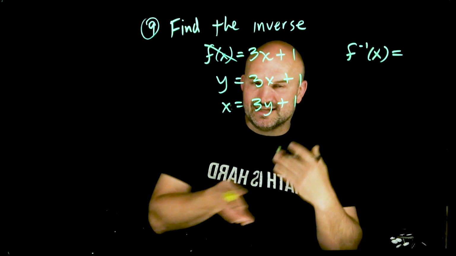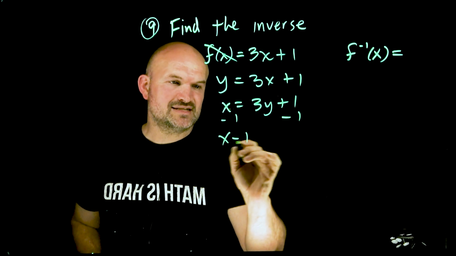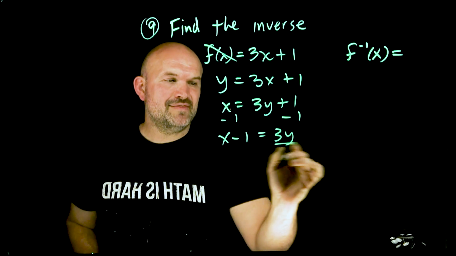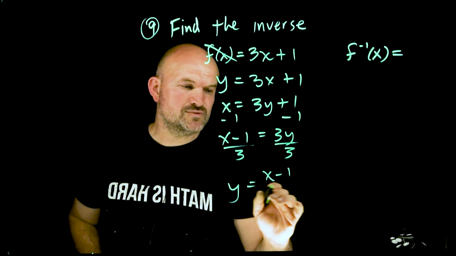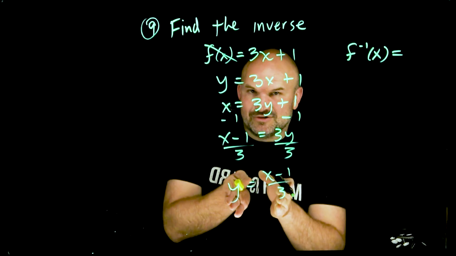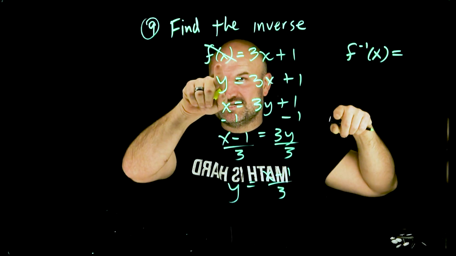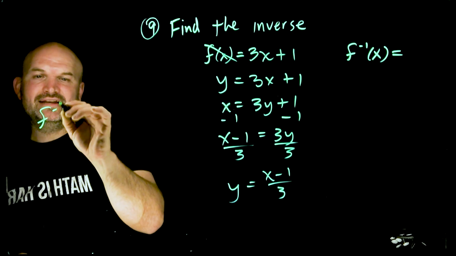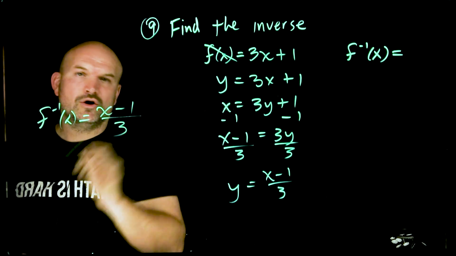To solve for y, all I simply need to do is apply my inverse operations, subtract a 1 on both sides, so that's x minus 1 is equal to 3y, and then divide by 3 on both sides. So now I have y equals x minus 1 divided by 3, but that is going to be my equation of my inverse. If I'm going to represent this correctly, since I was dealing with a function, I will write it in inverse notation. So f inverse of x is equal to x minus 1 over 3.